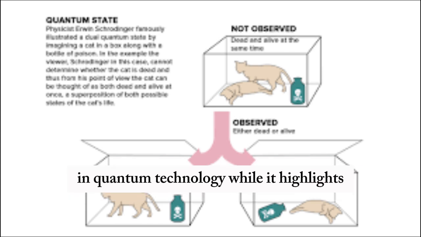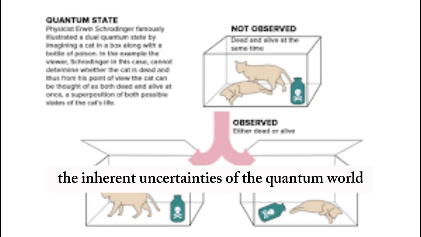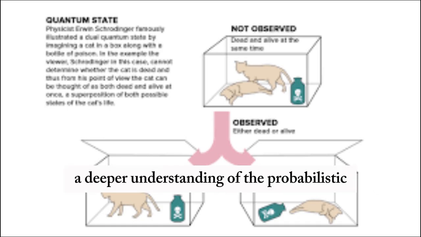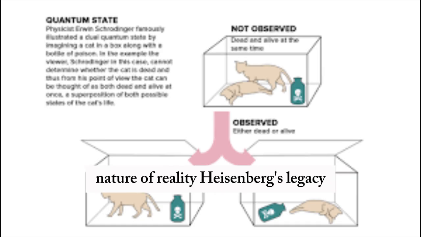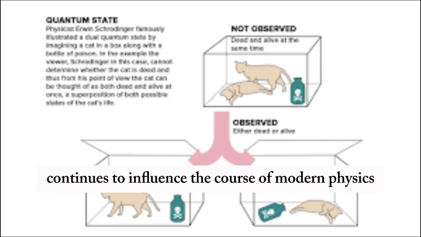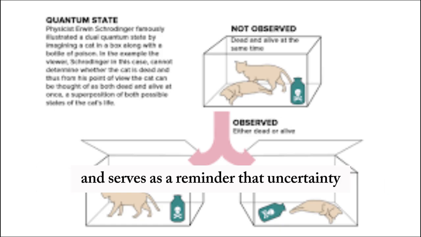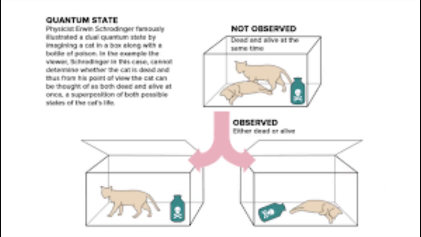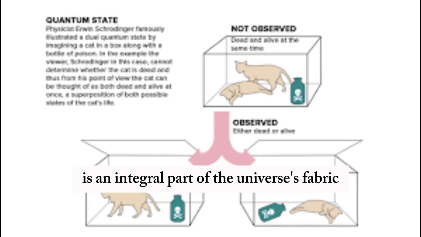While it highlights the inherent uncertainties of the quantum world, it also offers a deeper understanding of the probabilistic nature of reality. Heisenberg's legacy continues to influence the course of modern physics and serves as a reminder that uncertainty, far from being a weakness, is an integral part of the universe's fabric.